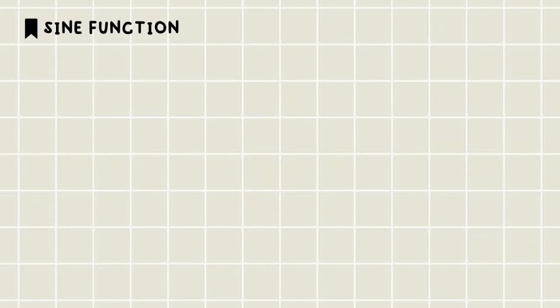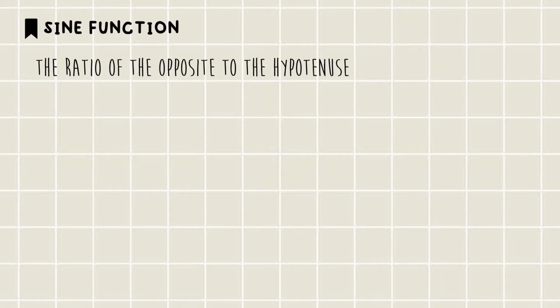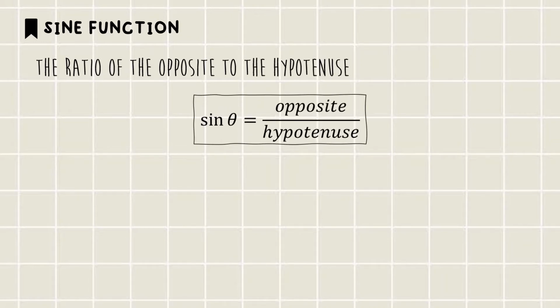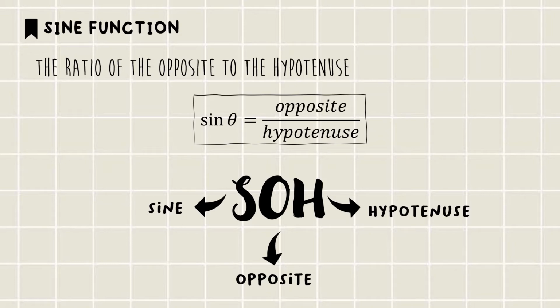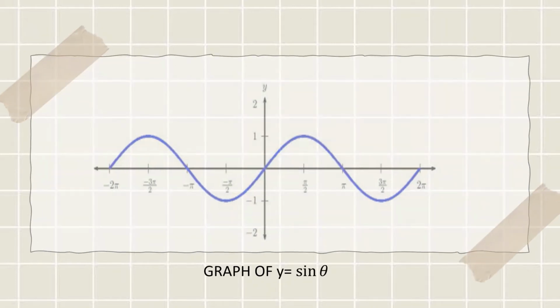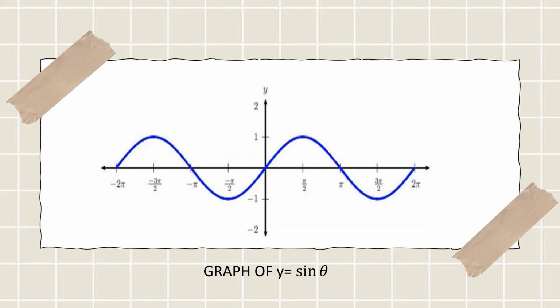Okay, for the sine function, we define the sine as the ratio of the opposite to the hypotenuse. Sin theta equals opposite divided by hypotenuse. And according to SOH CAH TOA, the S in SOH stands for sine, O stands for opposite, and H stands for hypotenuse. So it becomes opposite divided by hypotenuse. Next, this is what the graph of y equals sin theta looks like.